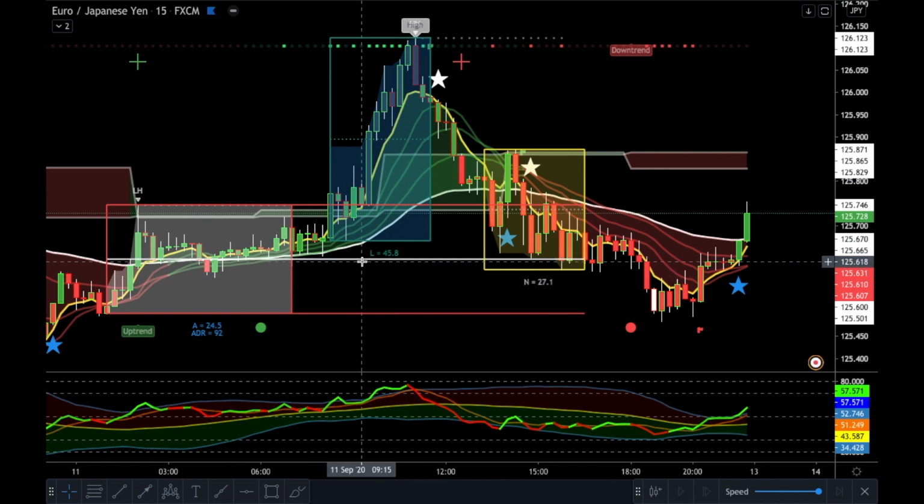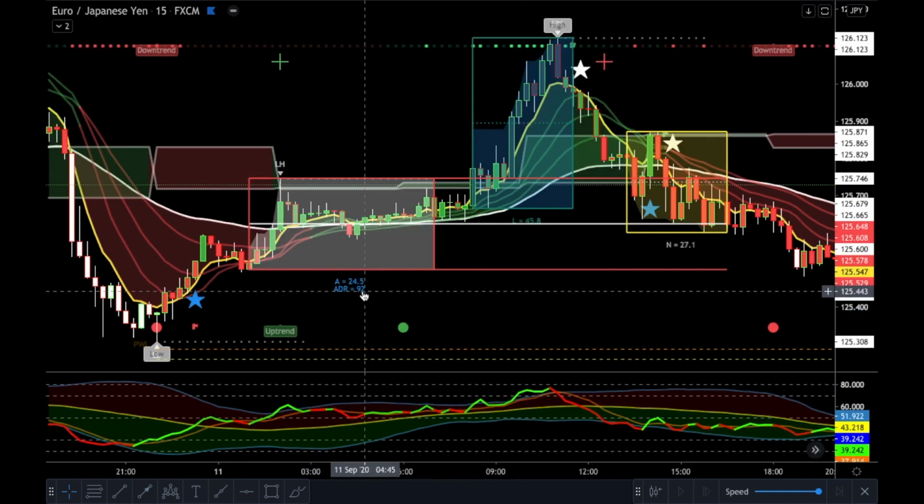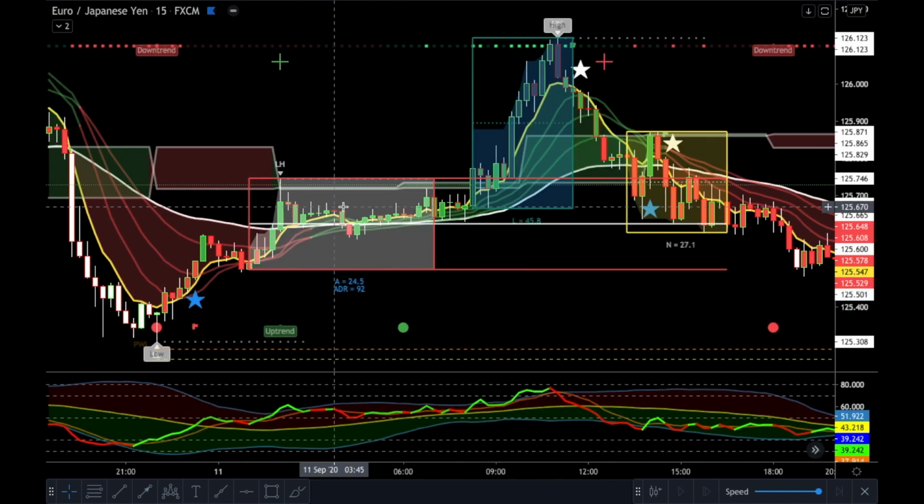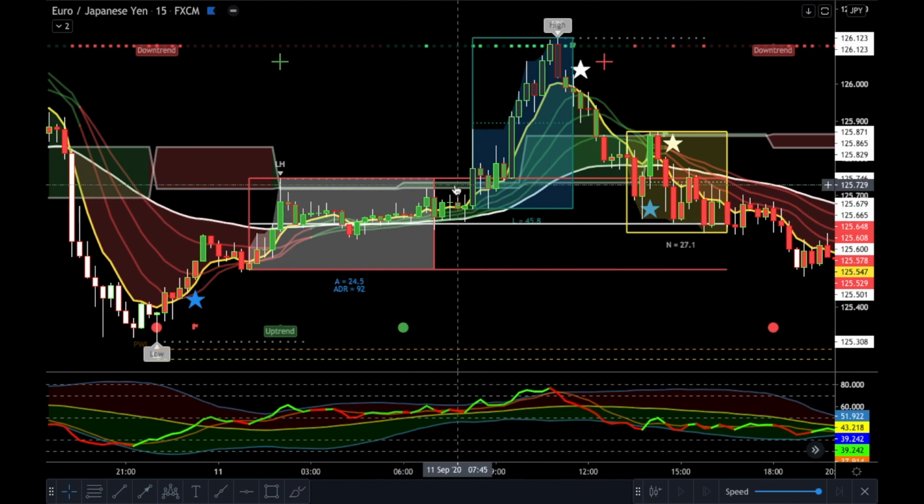Euro JPY, same thing here. This pair does 92 pips, only did 24 in the Asian range, so I'm expecting a breakout soon. Once again, just as I'm teaching you, this is why I say this in the video.